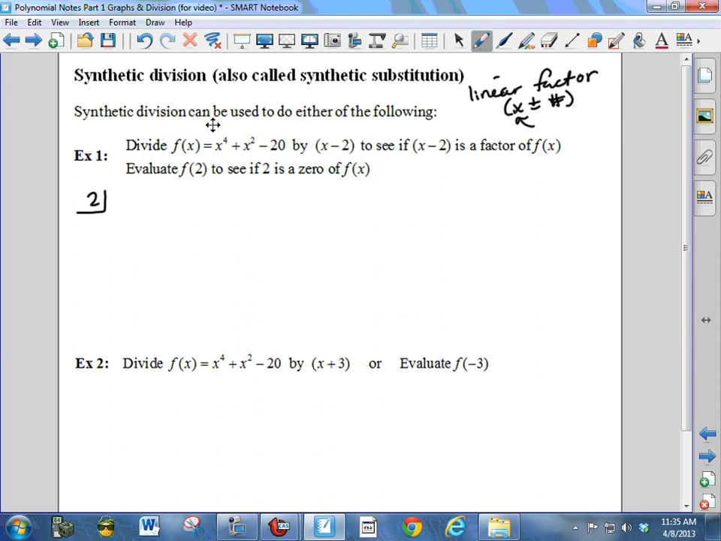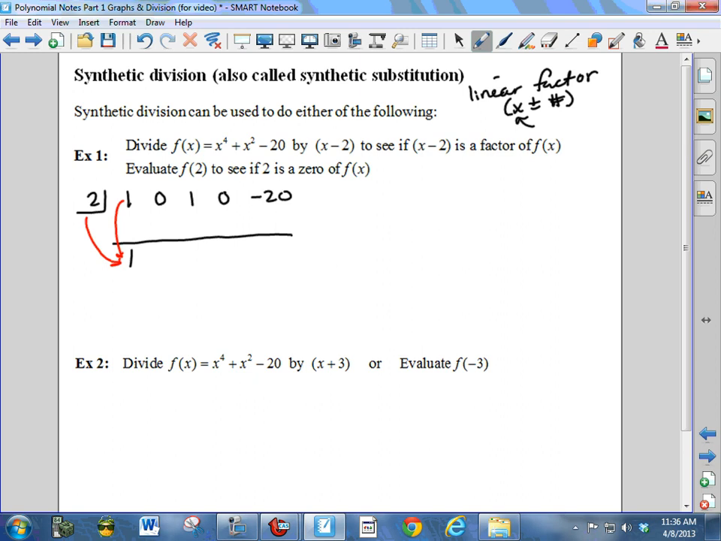Then in the next row, I'm going to put the coefficients of the polynomial, leaving a 0 coefficient for any missing term. So I would have 1x to the fourth plus 0x to the third, 1x squared, 0x, and then minus 20. Draw a line here, and the first thing I do is bring down the 1. So I put the 1 here. Then I'm going to take 2 and multiply by anything that's underneath here.